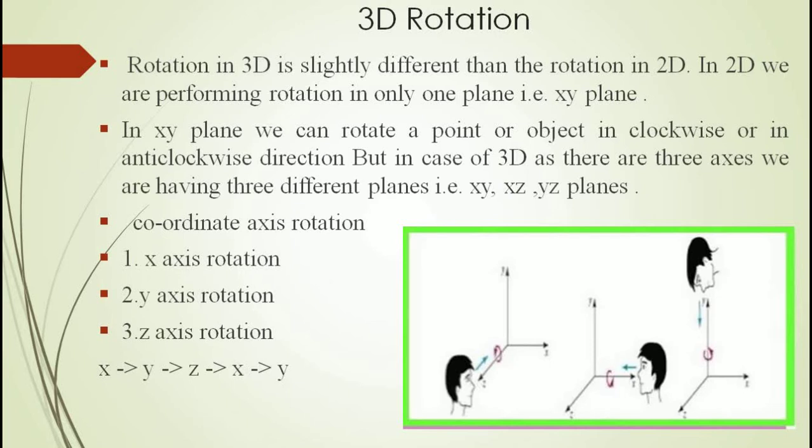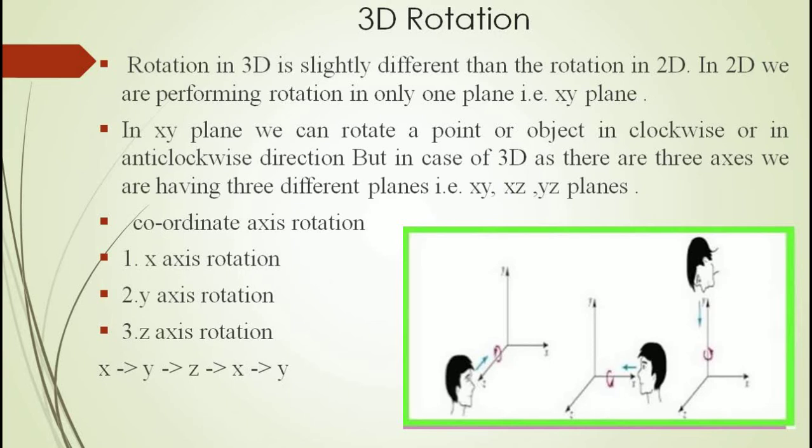In 2D, we perform rotation in only one plane, that is the XY plane. So in 2D we rotate the object in only one plane. That's why 2D rotation is simpler than 3D rotation. Second, in the XY plane, we can rotate a point or object in a clockwise or anti-clockwise direction.